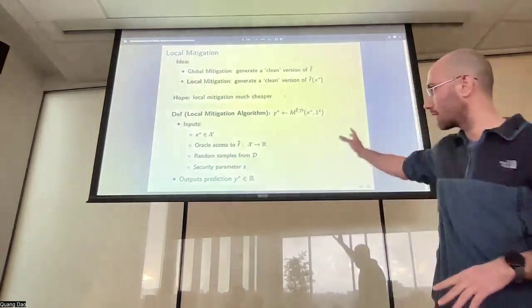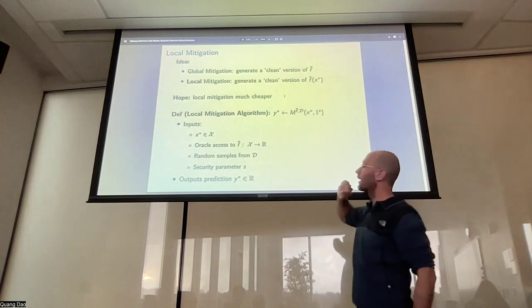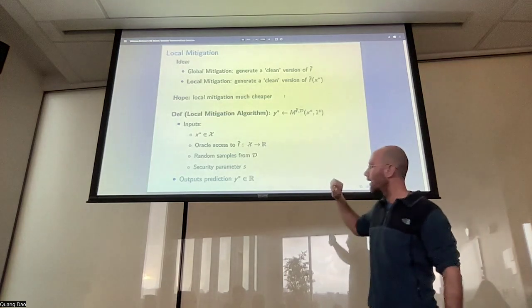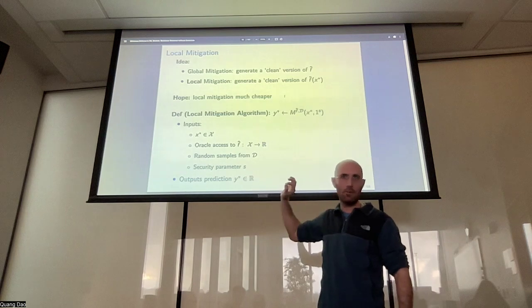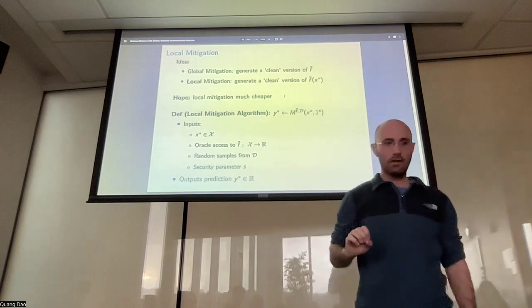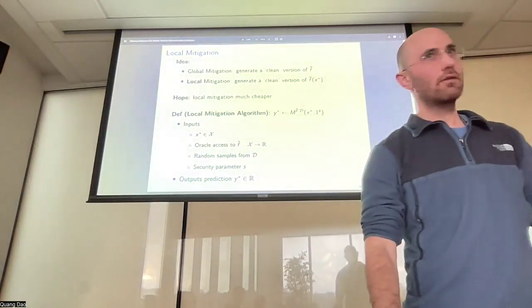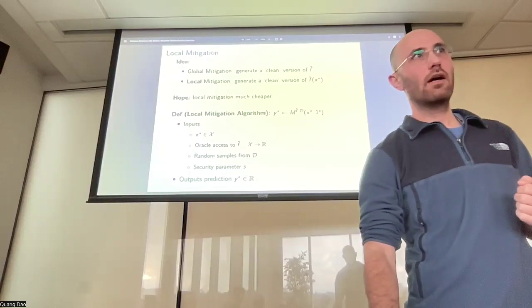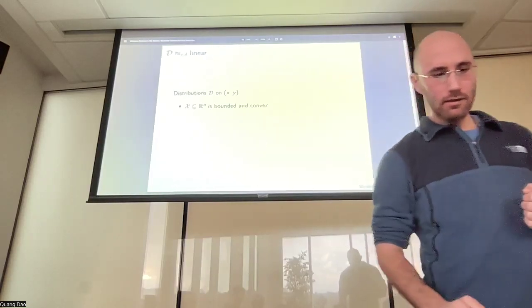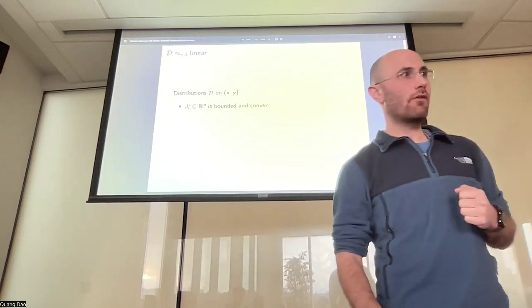Formally, it's the same signature as before. Local mitigator has the exact same signature as before. The only difference is that now we also accept an X star as input, and instead of outputting a full function, we're only going to output a single label, Y star. So the question is, in what cases can this be more efficient? Here's going to be our first example.